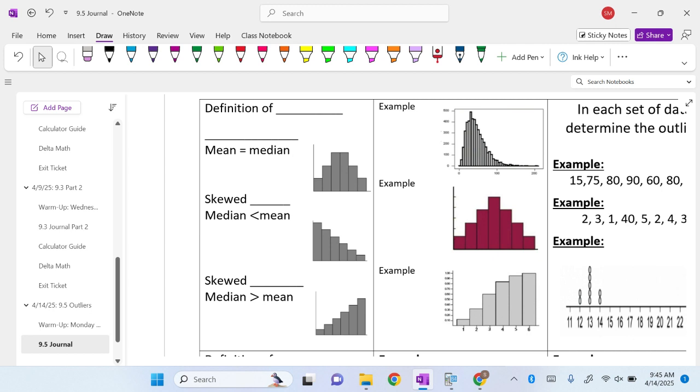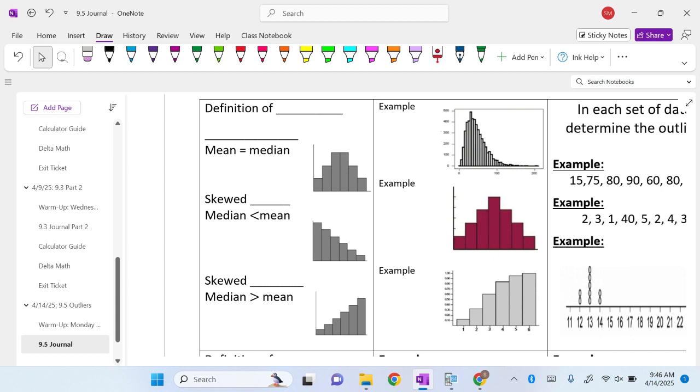Now, when we think of the word shape, what typically comes to mind? Square, circle, triangle, rectangle. Basically different figures, right? Shape is basically asking what our graph looks like. Does it look like it's symmetrical? Does it look like it's skewed? It's basically asking us what's going on with our data.